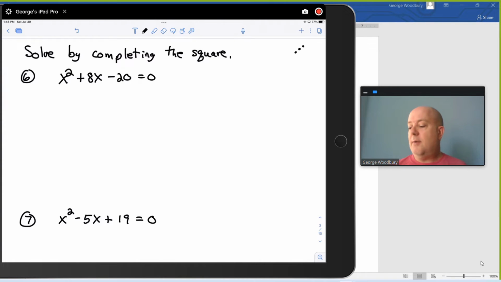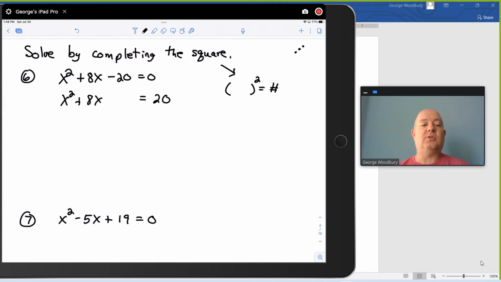Completing the square means that we're trying to rewrite the equation in this form: some quantity squared is equal to a number, so that we can solve by using the square root property. The first step is to isolate the variable terms on one side, as long as your second degree term is a plain x squared, no coefficient other than 1. So we'll isolate that x squared plus 8x by adding 20 to both sides of the equation. That gives us x squared plus 8x equals 20.